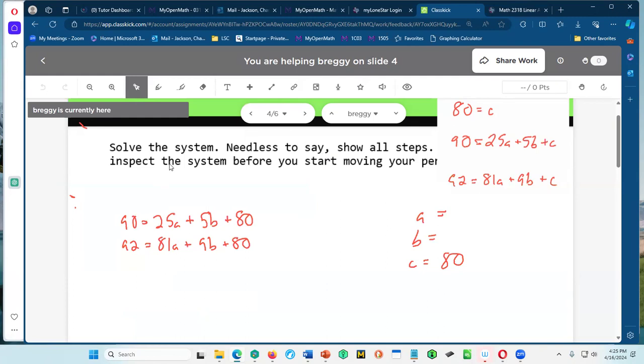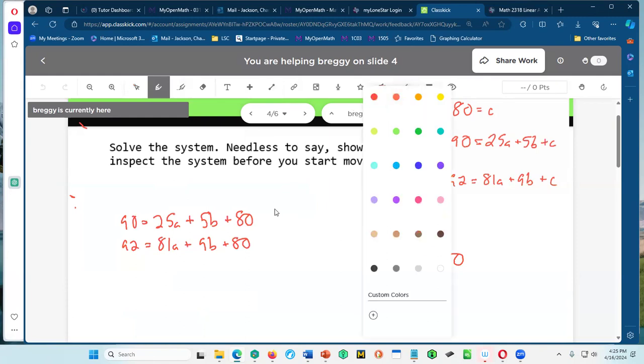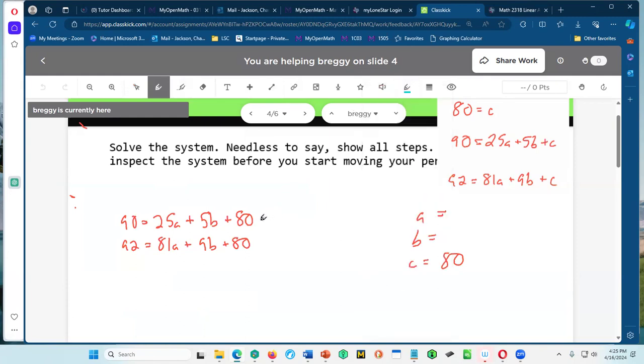So are you still working on that, Aaron? Yeah, I want to get rid of the 80 on the right and just subtract it. Yes. Okay, cool.